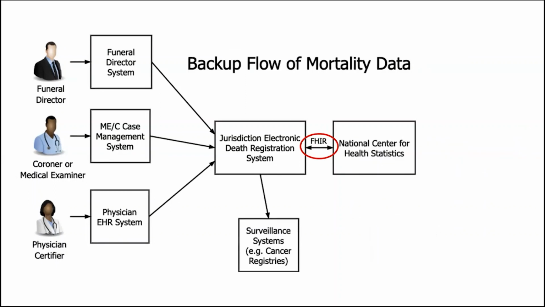The backup flow of data is just a simpler version of the same diagram in that data is still flowing to the jurisdiction electronic death registration system, but then could be submitted directly to NCHS if that was for any reason necessary. I'll also note that that FHIR interface is also the expected interface by which Steve itself will communicate information to NCHS.